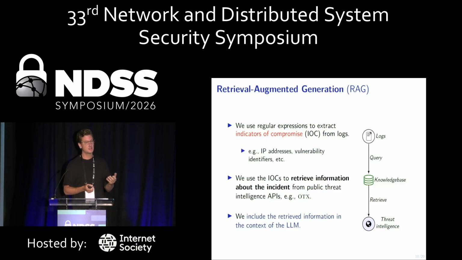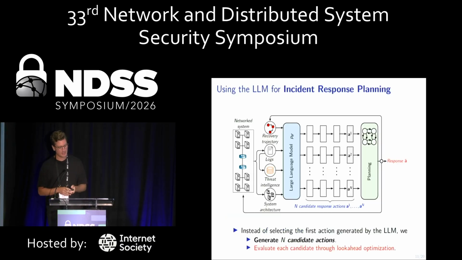So for that reason, before we do the actual planning, we make sure that we retrieve all of the relevant information about the incident from external sources, like open threat intelligence APIs, for example. And then we simply incorporate all of that information into the context of the model before we do the planning. And then to the actual planning, which is illustrated here.